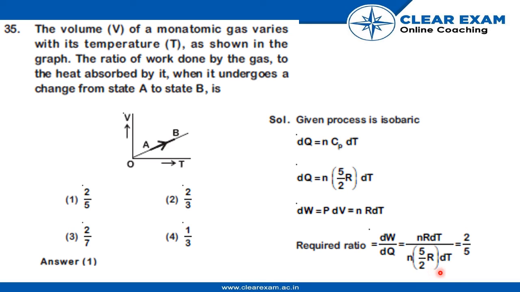So after solving this, dT will cancel dT, R will cancel R, n will cancel n, and this 2 will go up. So the ratio between dW and dQ will be 2 by 5. So the correct option is option number 1, 2 by 5.